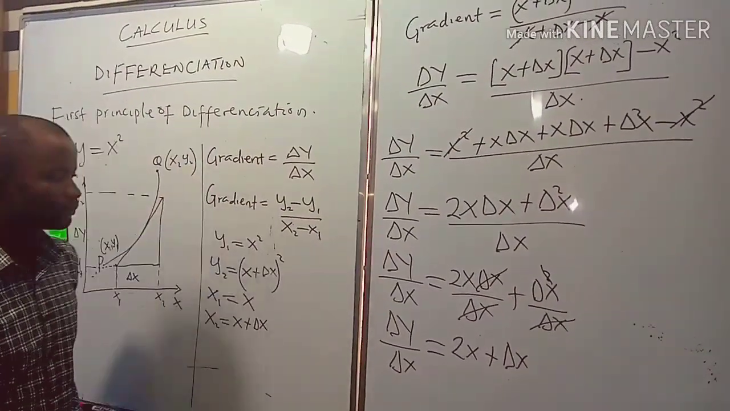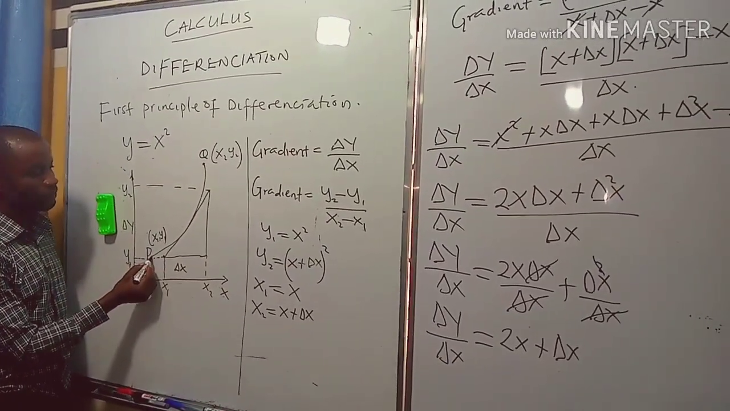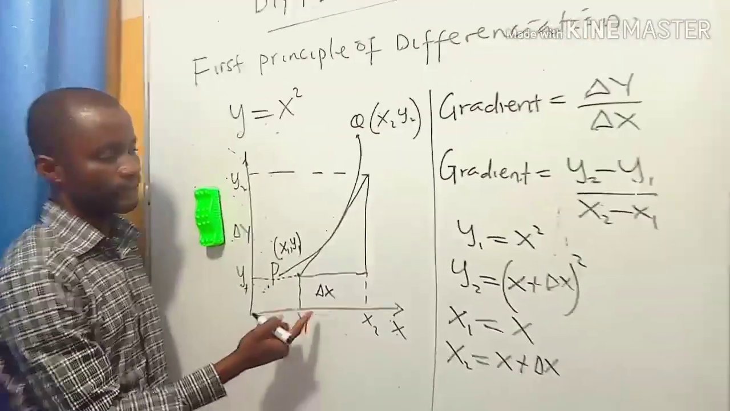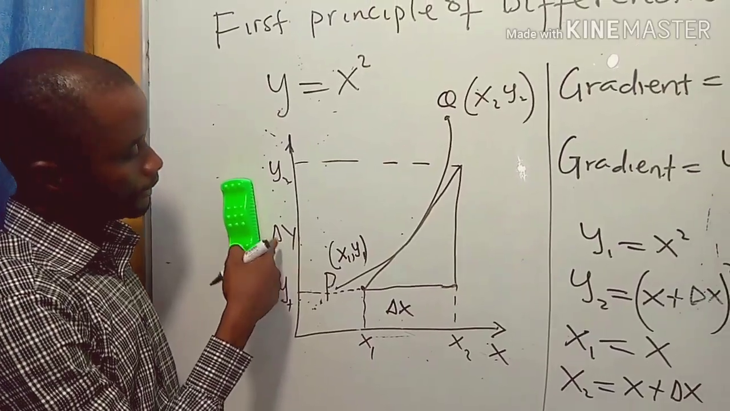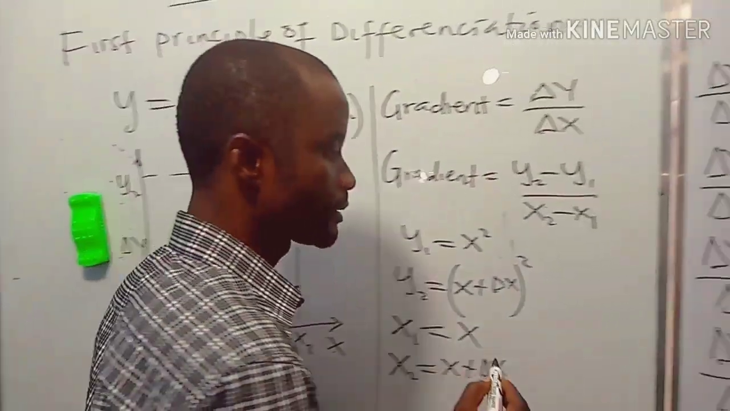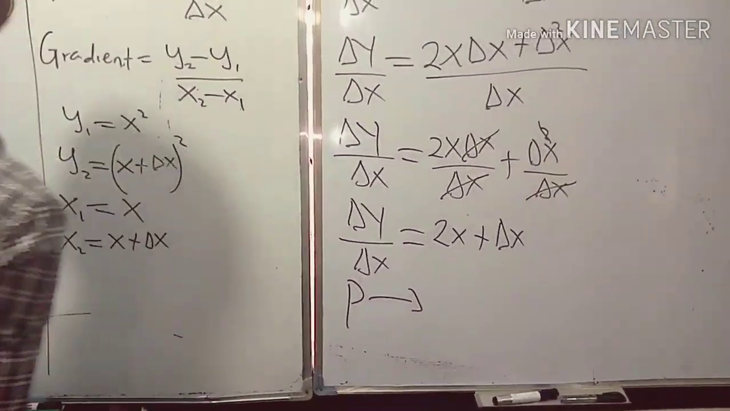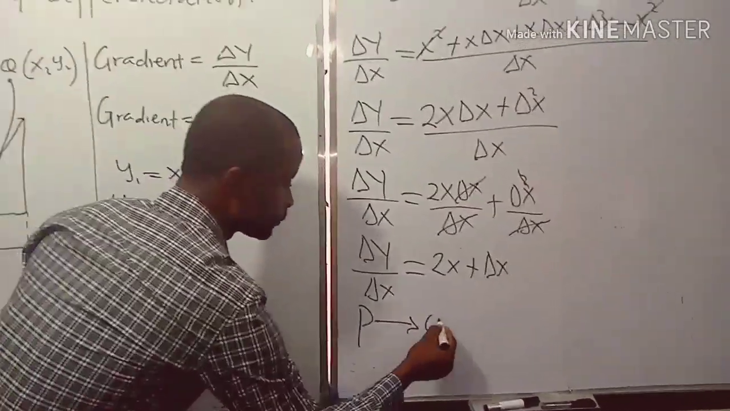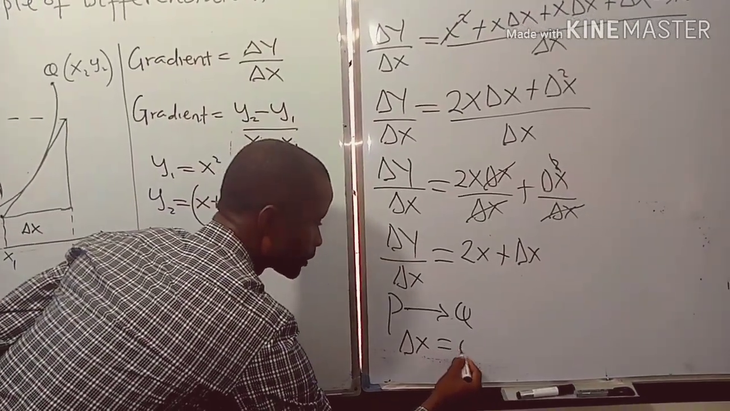Now recall that, let's go back to the graph. As P is moving towards Q, what happens to delta x? Delta x tends to 0. Hence, your delta y and delta x change to dy dx. That is, when P is moving towards Q, delta x equal to 0.